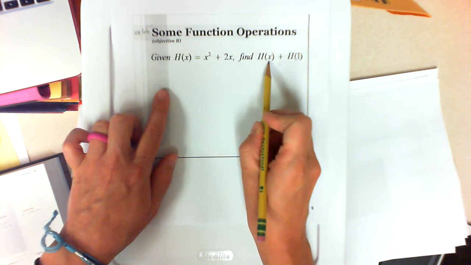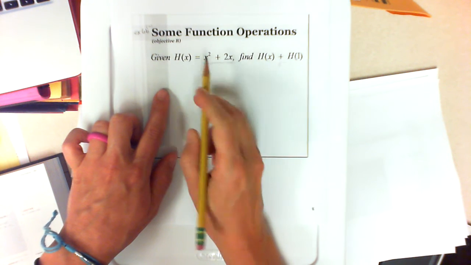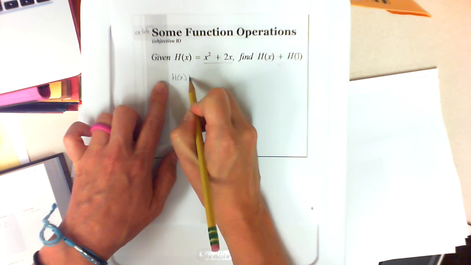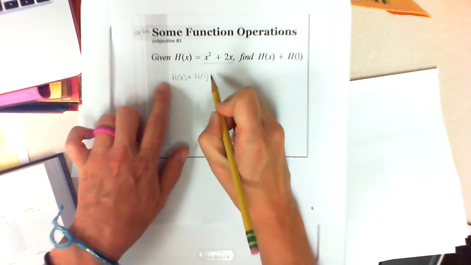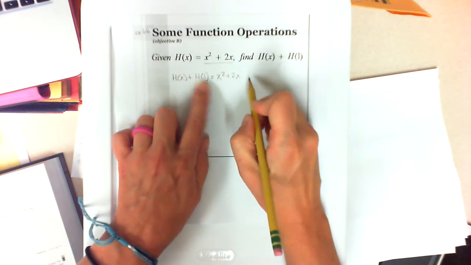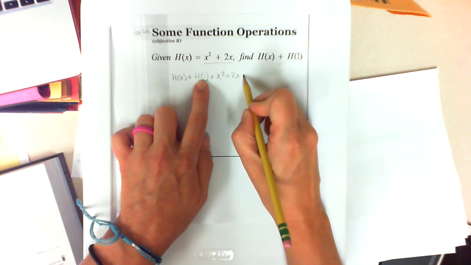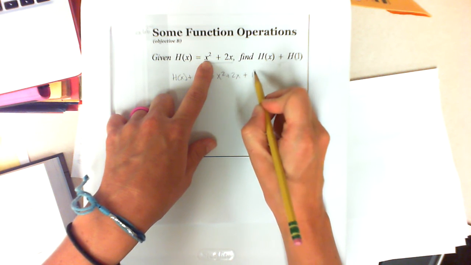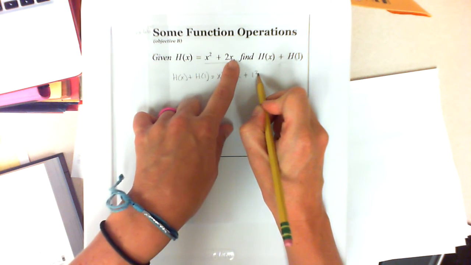So what is h of x? H of x is right here. So if I'm going to find h of x plus h of 1, h of x is x squared plus 2x. What is h of 1? I'm going to jump right in and substitute. So I'm going to plug a 1 in for the x, 1 squared. And I'm going to plug a 1 in for that x.